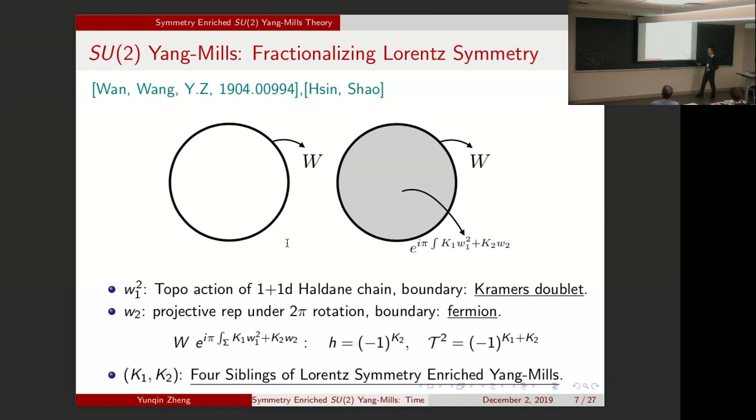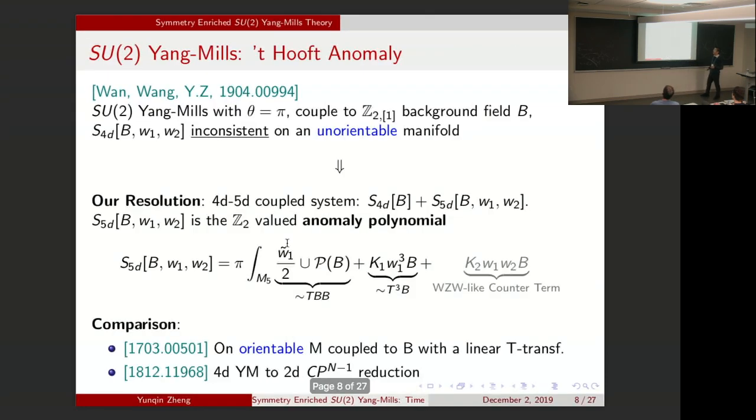Therefore, in combination, we have four choices of how we assign the Lorentz symmetry quantum number to the Wilson lines, indicated by the pair of numbers K1 and K2. So now we know that there are really four different classes of Lorentz symmetry in SU(2) Yang-Mills theory. So once I hand you an SU(2) Yang-Mills theory, we really need to specify what K1 and K2 are.